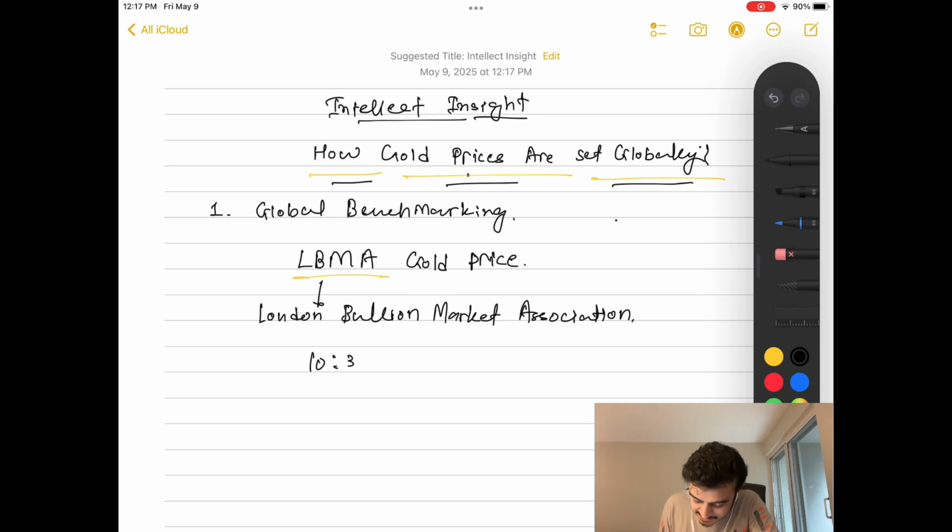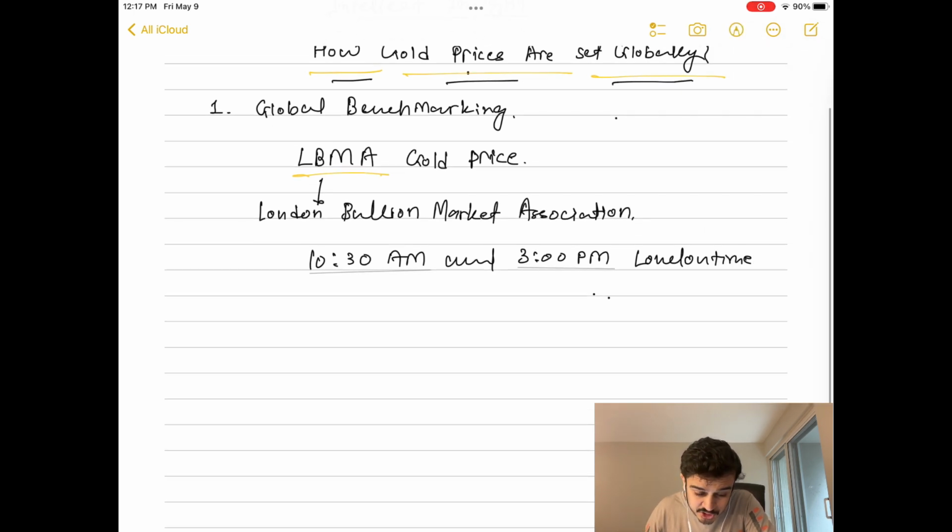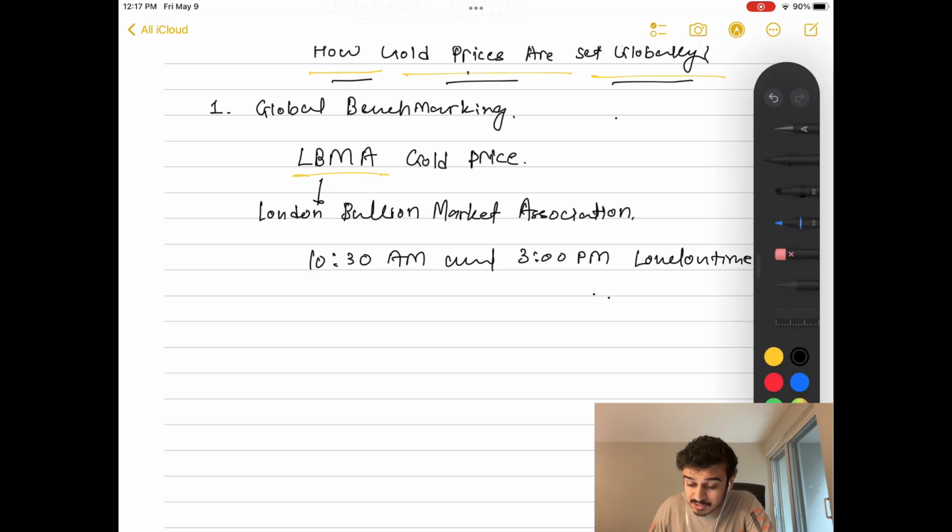Twice a day at 10:30 am and 3 p.m. London time, a group of powerful banks and financial institutions sit in a digital auction and set the price of gold in US dollar per troy ounce. So usually it decides in US dollar per troy ounce.